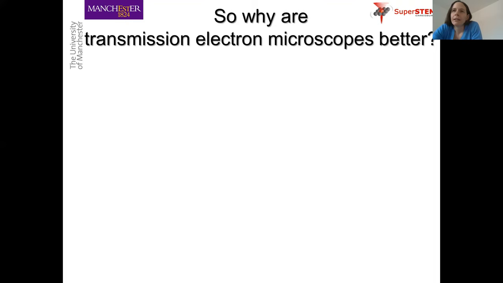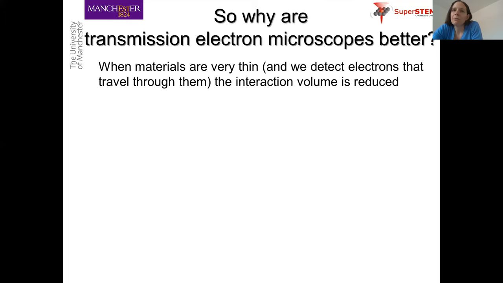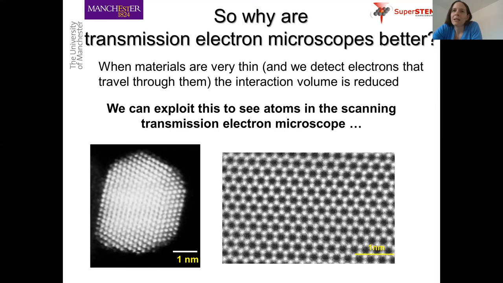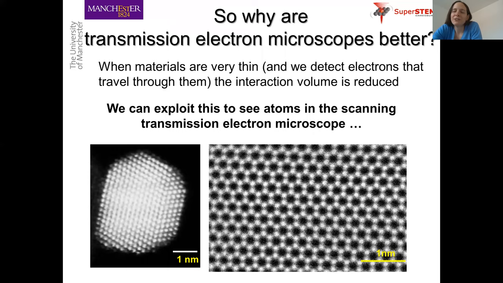In order to get down to being able to see individual atoms, one of the tricks we can do is to make the material very thin, and then we can detect electrons that pass through them. And this is a much smaller interaction volume, and therefore we get a much better resolution. So using that, we can take the scanning transmission electron microscope and we can see atomic structures. And many of you may recognize the atomic structures we've got here. This one on the right is very well known. It's the structure of graphene. And each one of these single white dots is an individual carbon atom in the graphene lattice.